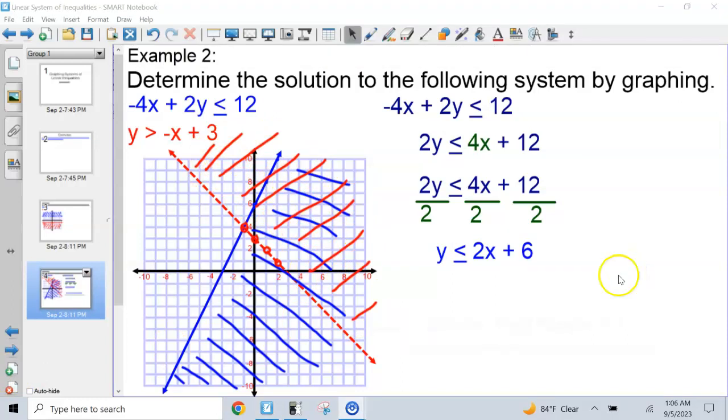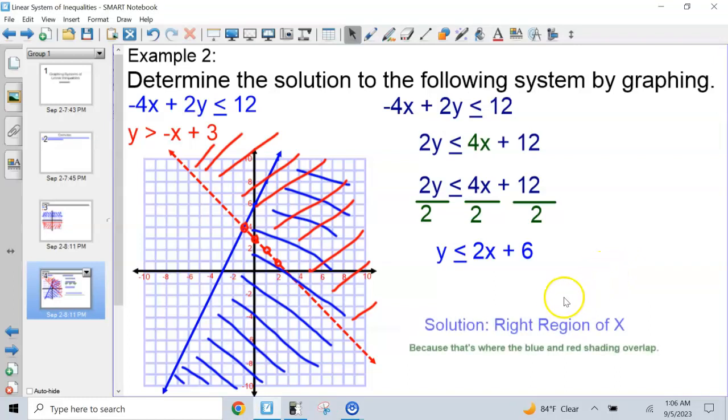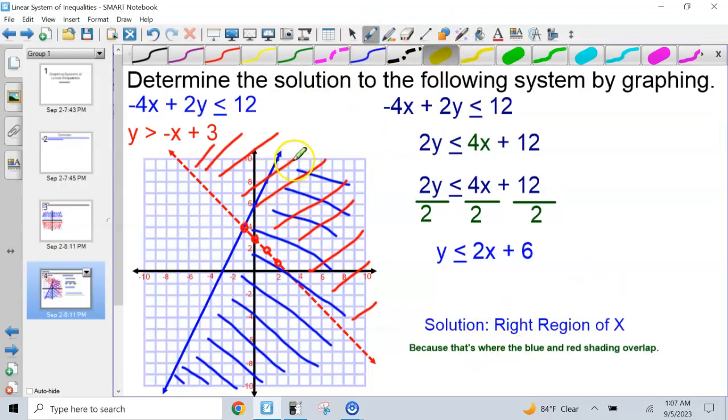So, do these two overlap? The answer is yes. The solution is the right region of the X. That's where the red and blue overlap. So let me highlight it. So it is this area right here, all of this. And it keeps going forever. Anything on this blue line counts, anything on this red line does not count because it's open.